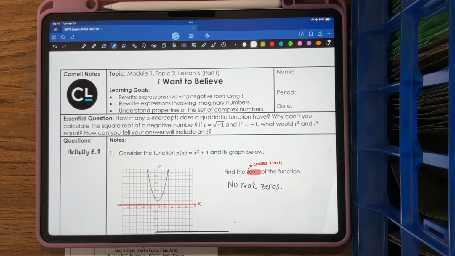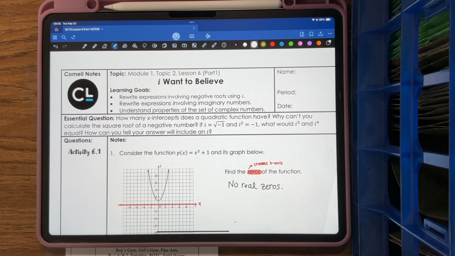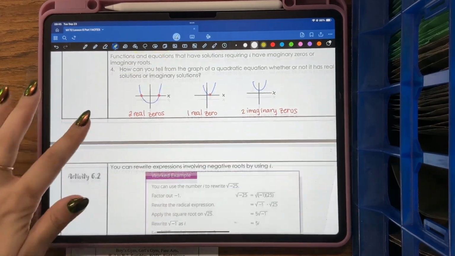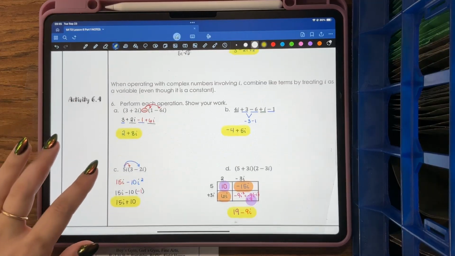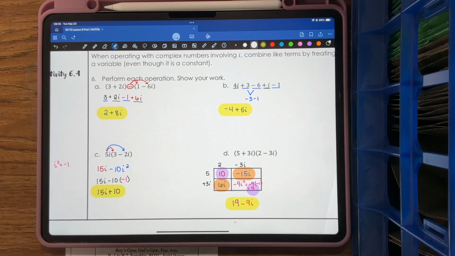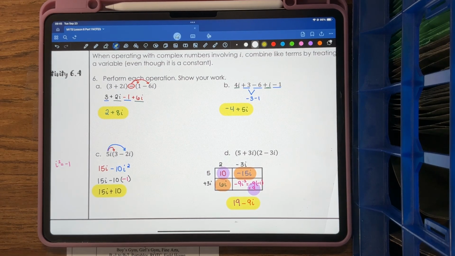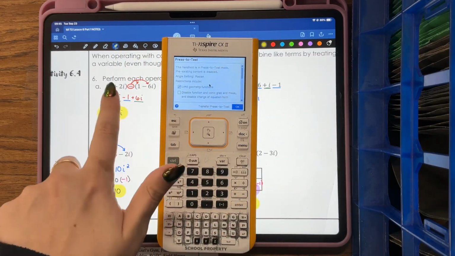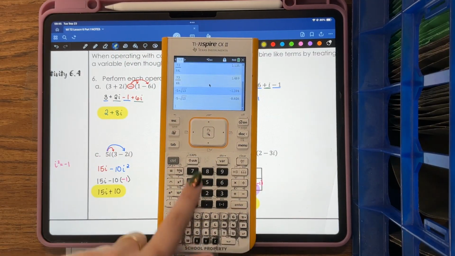In this video, we're going to talk about Module 1, Topic 2, Lesson 6, Part 1, and this is the second video for these notes. So in the first video, we went through the first few examples, and so now we're getting to where we're doing the operations, and this is where we're going to learn how to do a calculator. Okay, so if you have your handheld calculator, you can do these operations in the calculator.